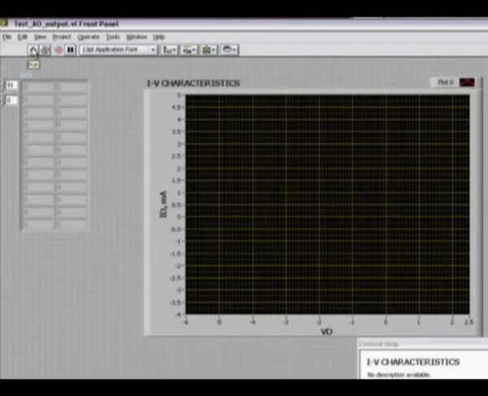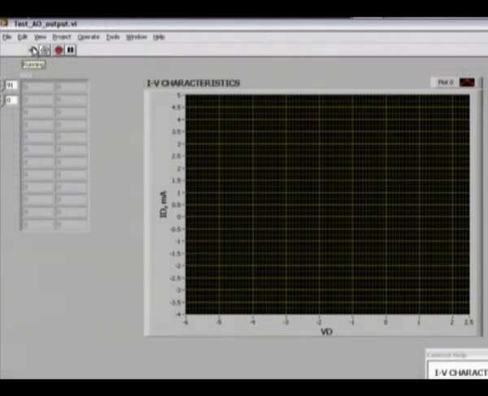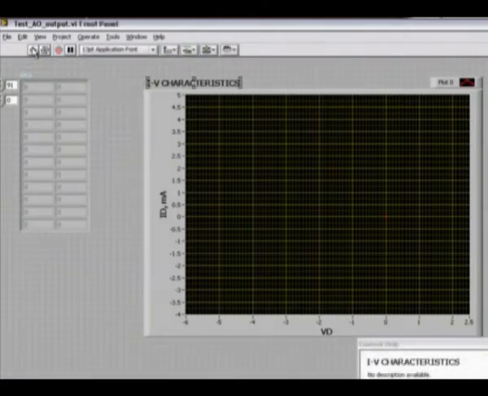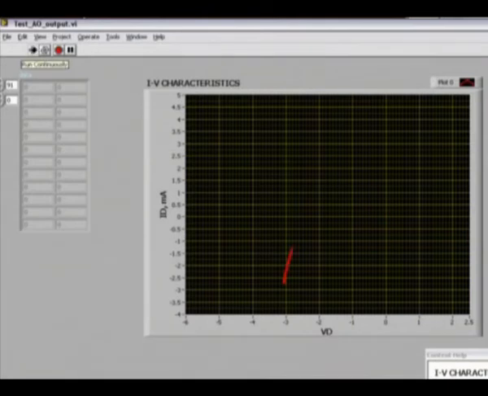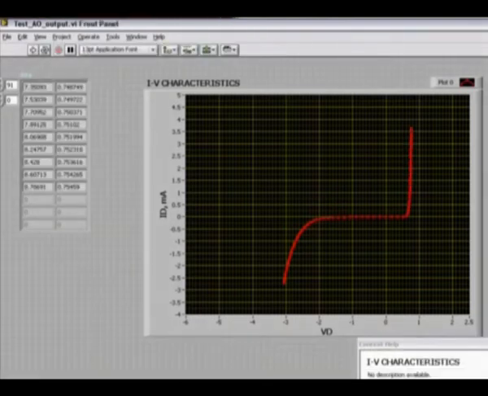Now what we have done is we have connected a Zener diode and we will look at its characteristics. Let us run it and see. Let us hope it works. Good. Yeah, so you can see this is a Zener diode.